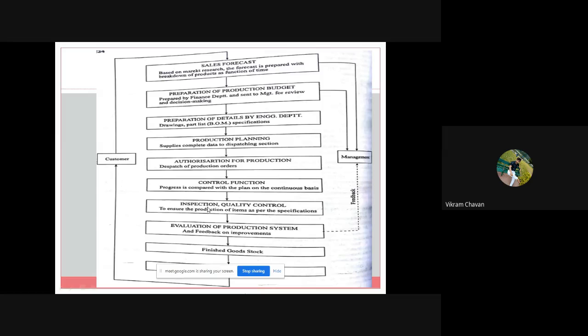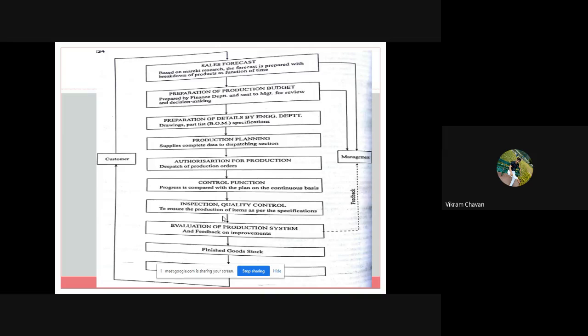The next one is the inspection quality control. We already know that our main objective is to produce the component with the desired quality. Quality is the most important case, and without quality the product will not be accepted by the customer. So inspection is nothing but checking the quality of the product and ensuring that the products produced are as per the specification provided in the drawing, or as per the specification provided by the engineering department.